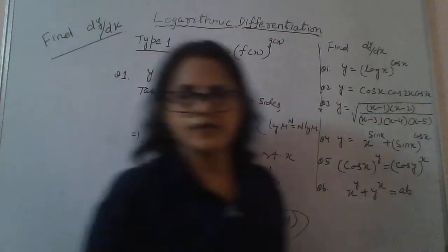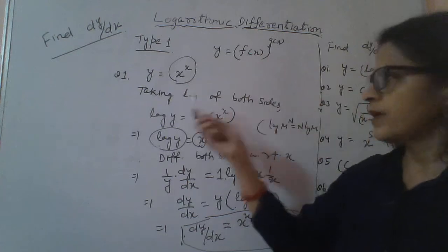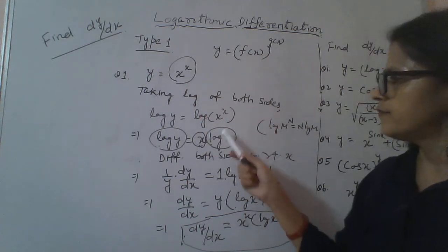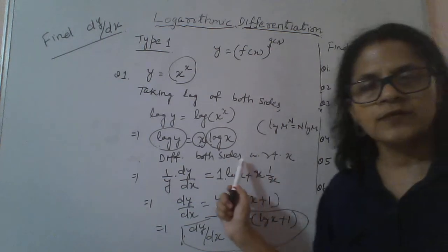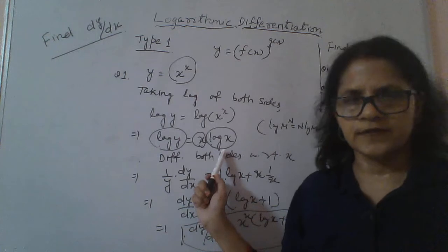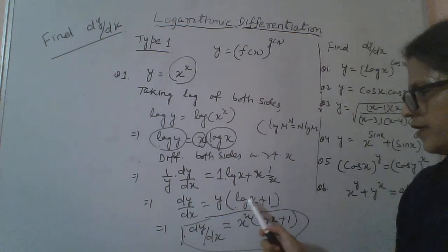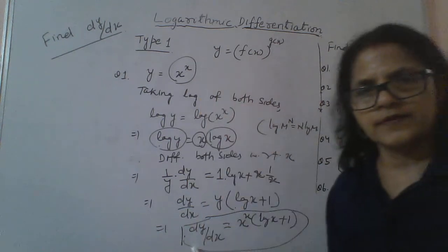Just look at the steps. Is it clear? The first step is taking logarithm of both sides. Then differentiate both sides with respect to x. Then dy by dx equals y into this, where y is replaced by x to the power x. Clear?